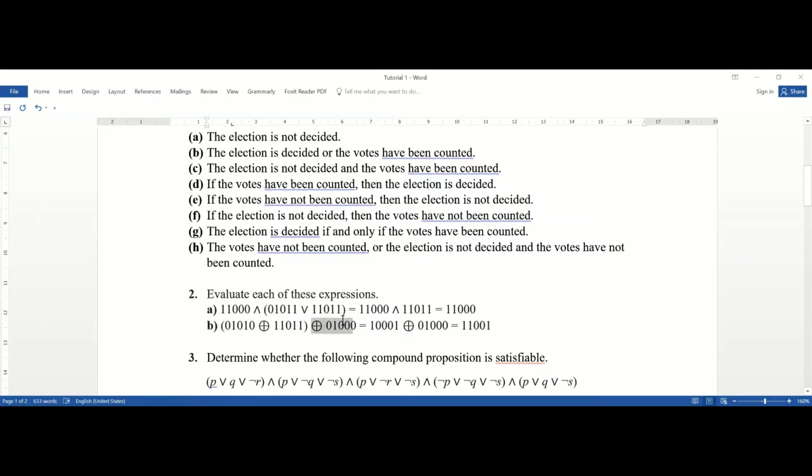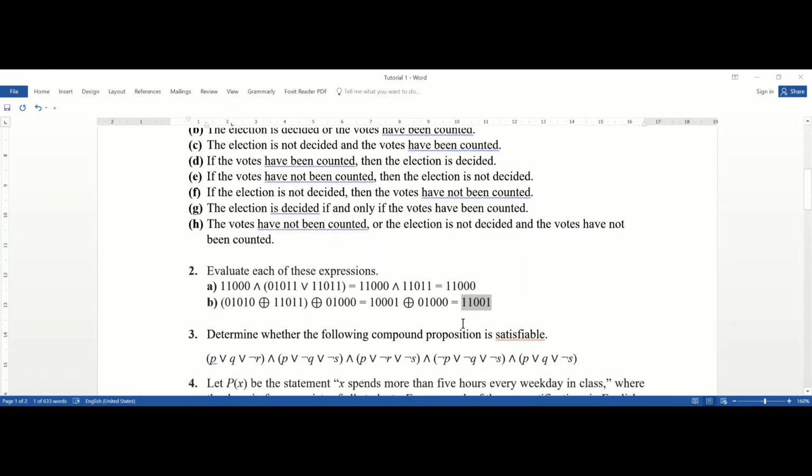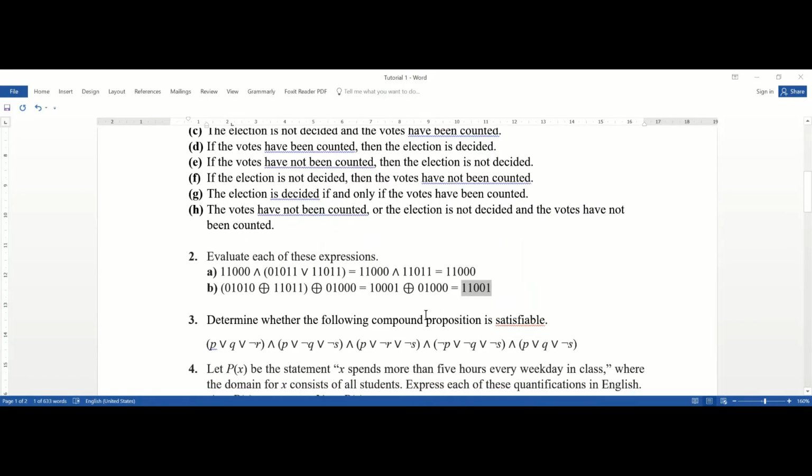Alright, XOR it with this again. 1 XOR 0 is 1. 0 XOR 1 is 1. 0 XOR 0 is 0. 0 XOR 0 is 0. 1 XOR 0 is 1. And that's the outcome. As easy as it is. There is not much complication here.